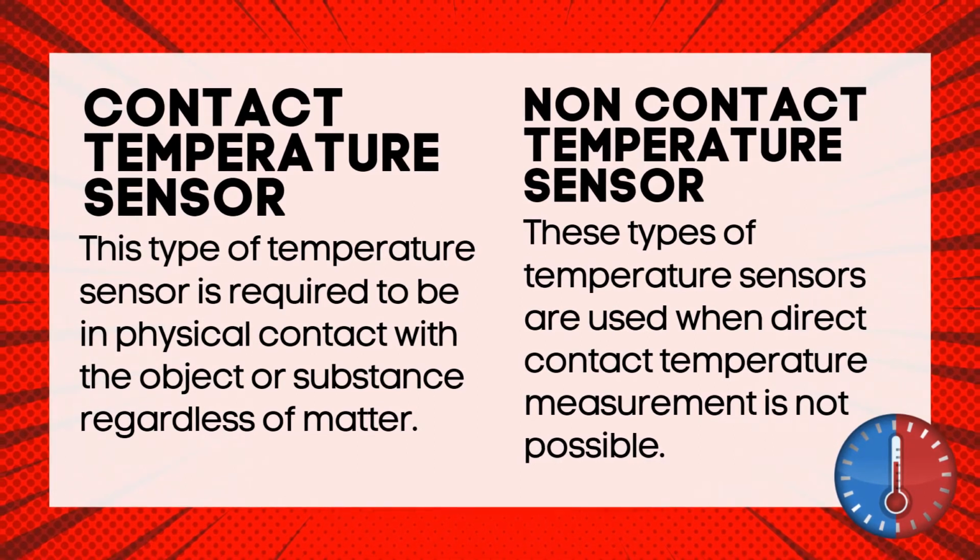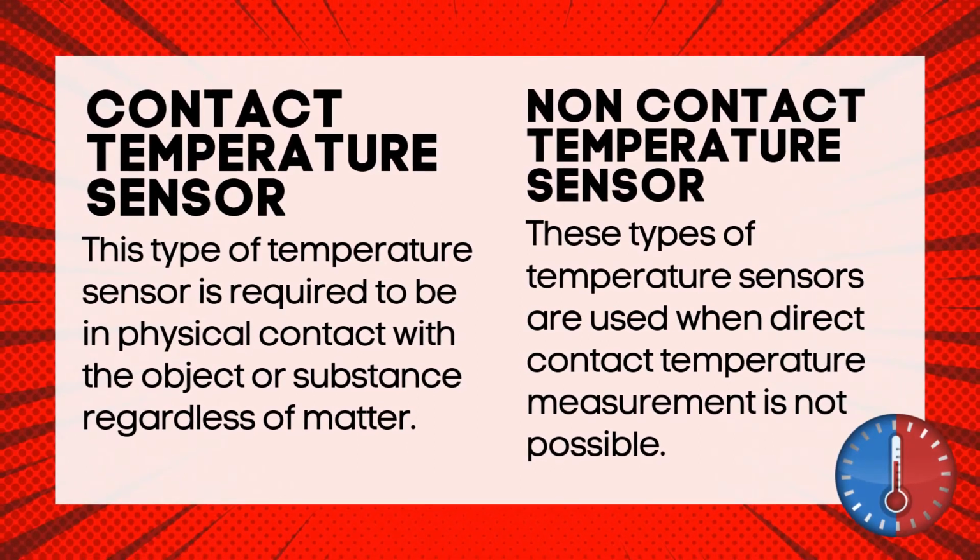The first one is the contact temperature sensor. This type of temperature sensor is required to be in physical contact with an object or substance, regardless of matter. A great example is a mercury thermometer that you use if someone is sick.